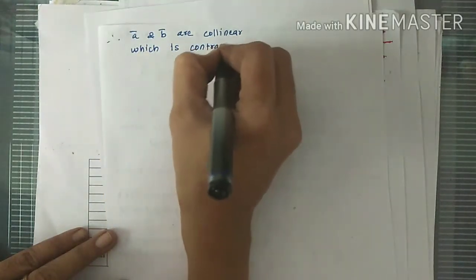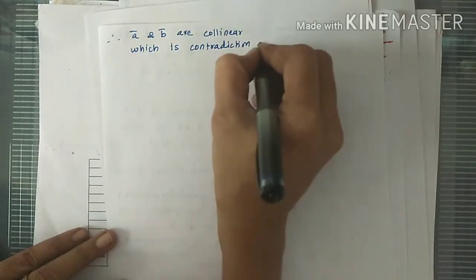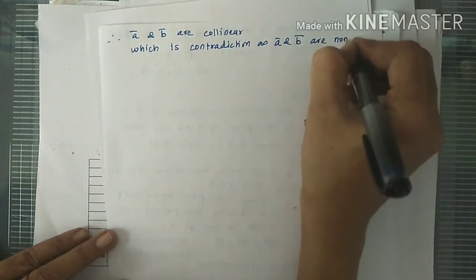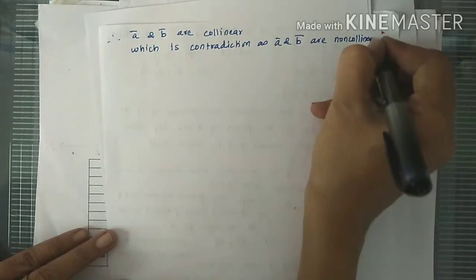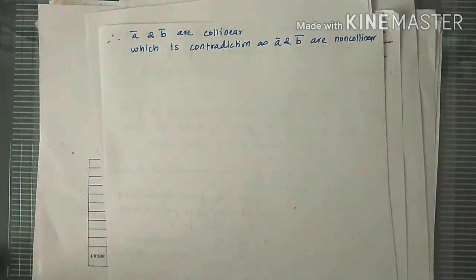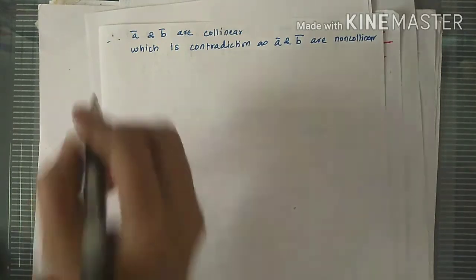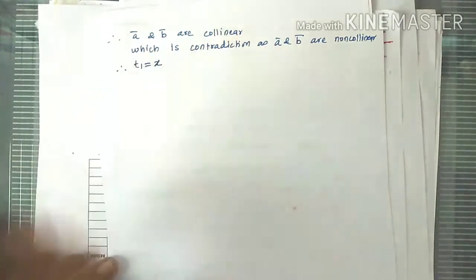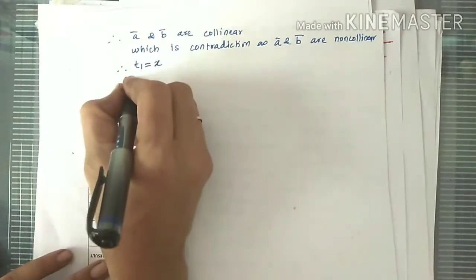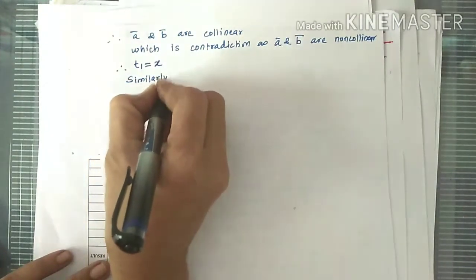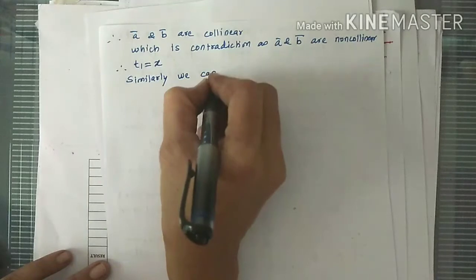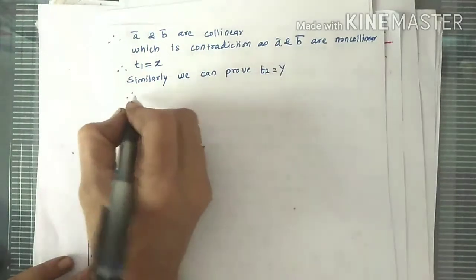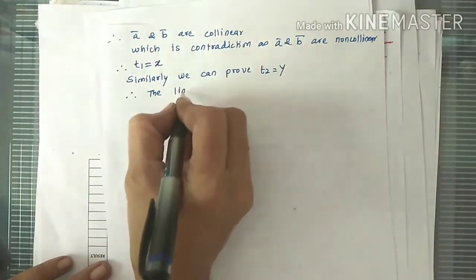As A bar and B bar are non-collinear, why do we get this contradictory fact? Because we have assumed that T1 is not equal to X. So our assumption is wrong and T1 has to be equal to X. Similarly, we can prove T2 equal to Y. Therefore, the linear combination is unique.